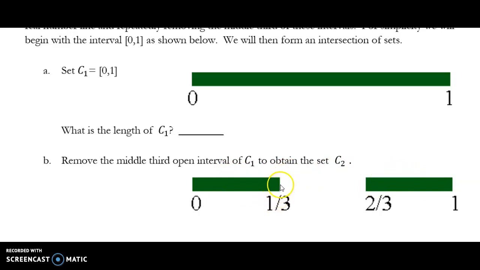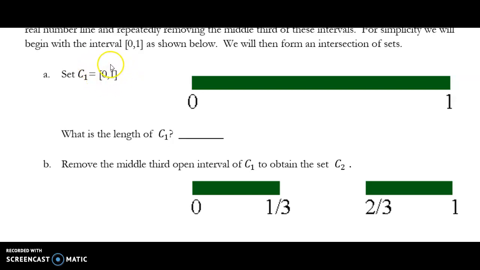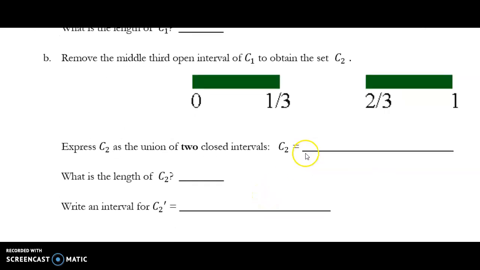Now we are keeping these endpoints of 1/3 and of 2/3. So the next thing you're going to have to do is express C2 as the union of 2 closed intervals. So this is one interval from 0 to 1/3. So you can write that in that closed interval notation, similar to what you see here. But the difference is now this first interval will go from 0 to 1/3. So instead of this 1, you'll have 1/3. But because we are going to include the endpoints, you will use brackets around that first interval.